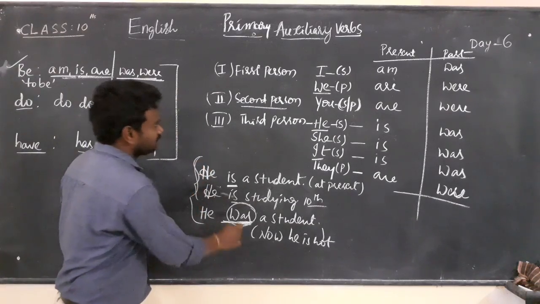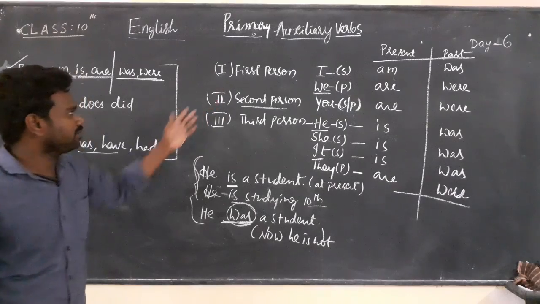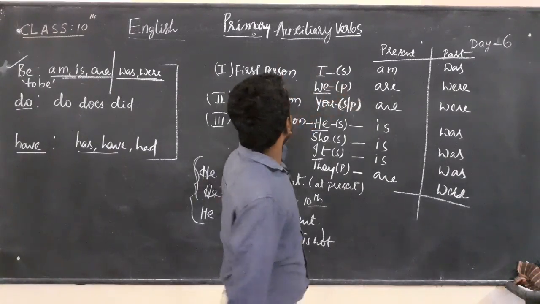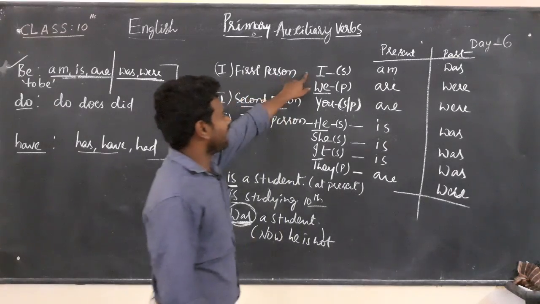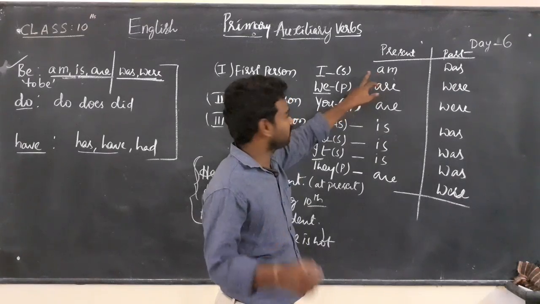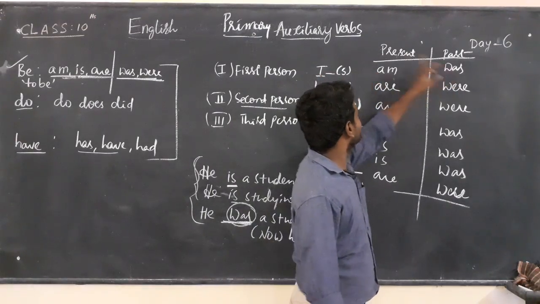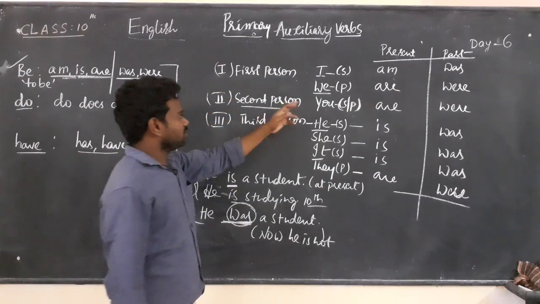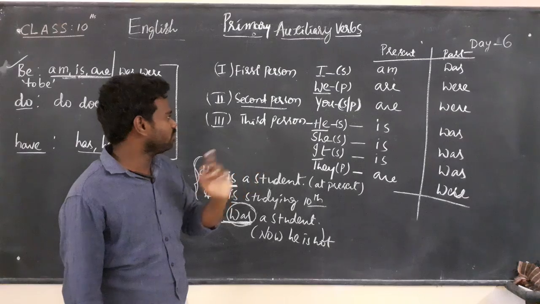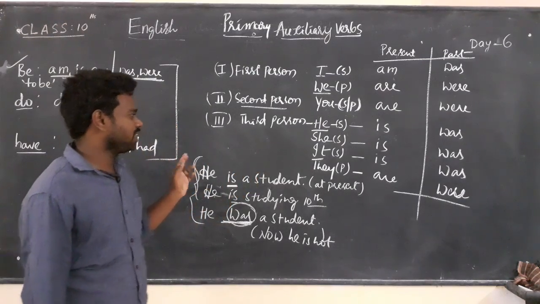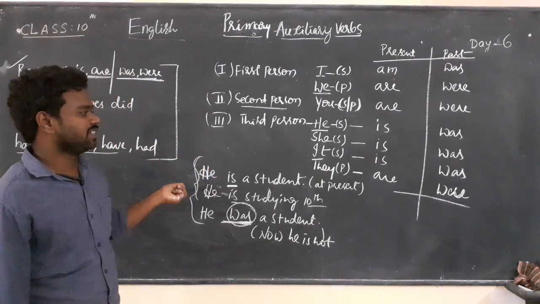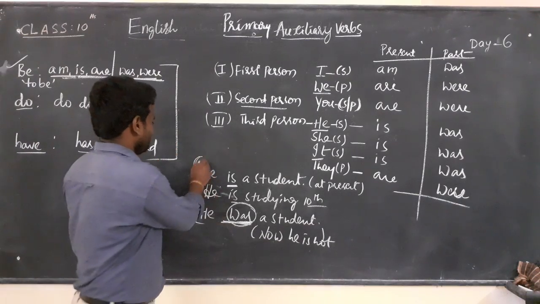So this is the function, for example, the usage of primary auxiliaries. Let us see here. What are the first persons here? I, we. Am always goes with I. Was is used in the past, right? So we are, we were, you are in second person, you are, you were, third person, he is, she is, it is, they are. So he was, she was, it was, they were. So in this way we use them.